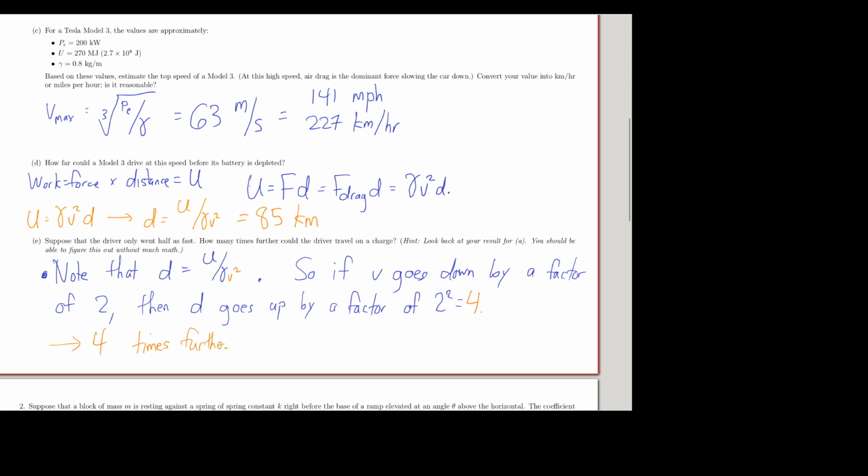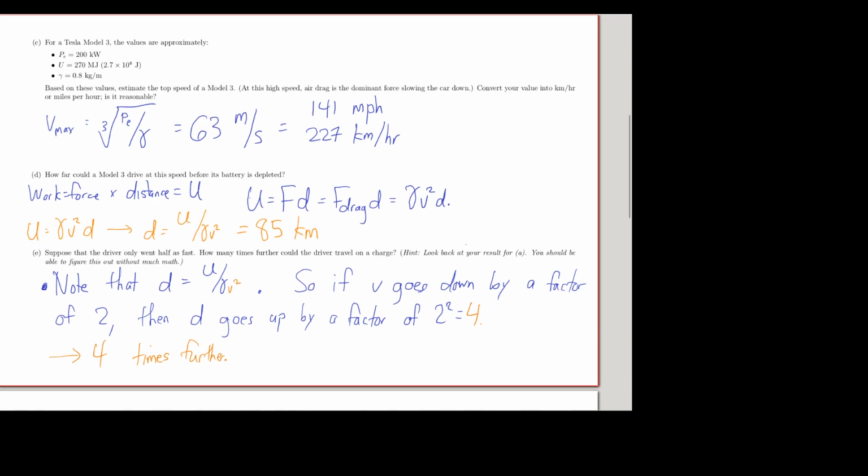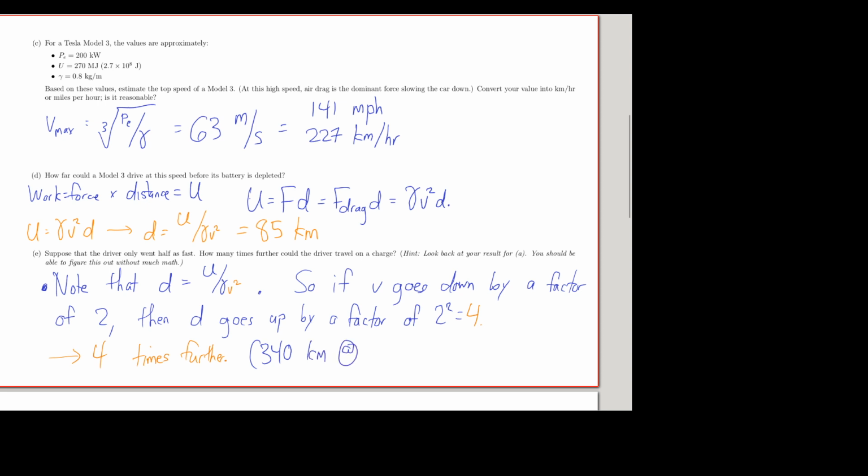further. So what we just calculated is that a Tesla Model 3 can go not 85 kilometers, but 85 times 4, or 340 kilometers, at half of its top speed, which is 113 kilometers per hour, or 70 miles per hour. And that's pretty respectable. You can go even further if you don't go as fast.